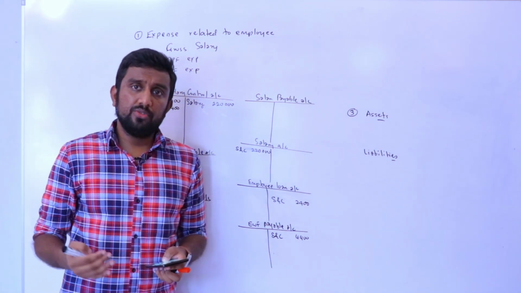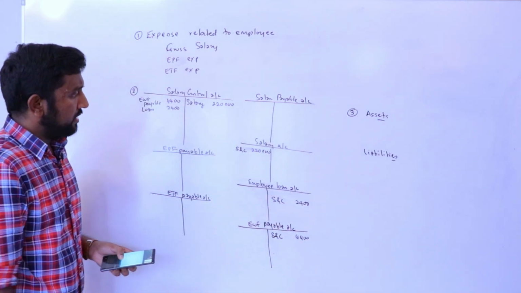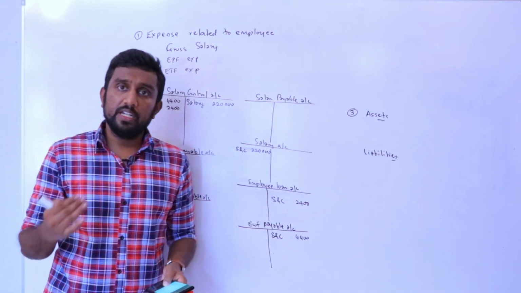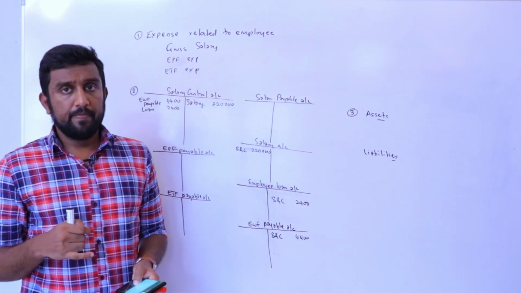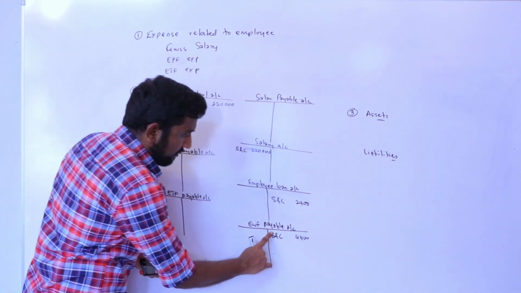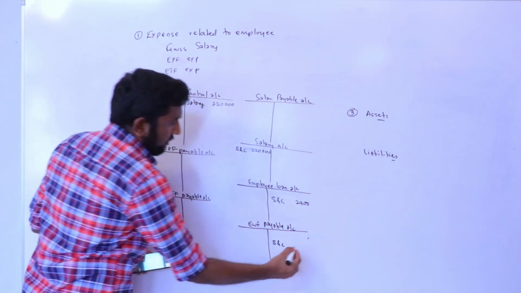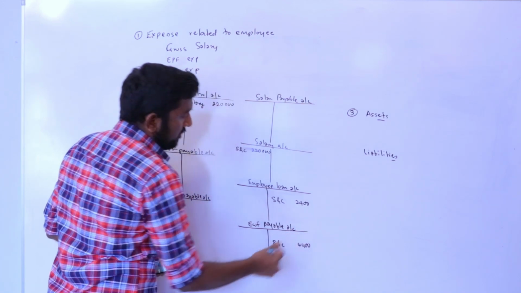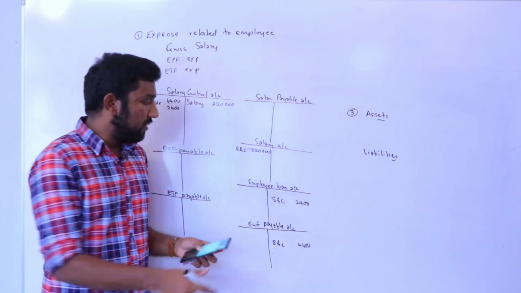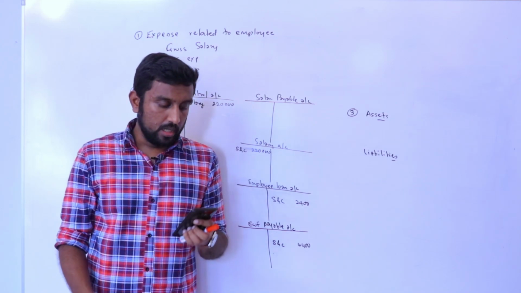Whenever you're recording the entry in these accounts, specifically employee loan, EWF payable, EPF payable, ETF payable, please leave one line here and record the transaction. For EWF payable also, I will leave one line and record. Why? Because they will give the opening balance generally. Whenever they give the opening balance, you have to record it somewhere here, right? So you had better leave one line and record the transaction.